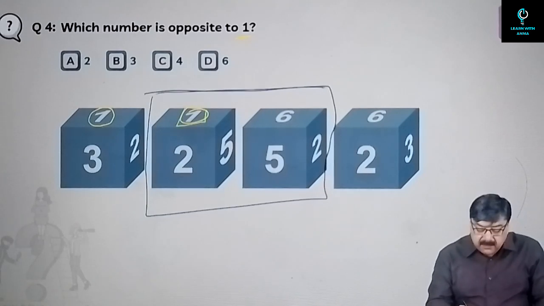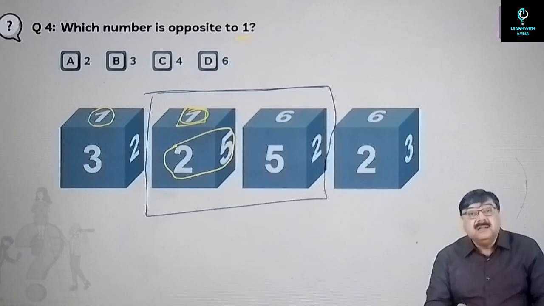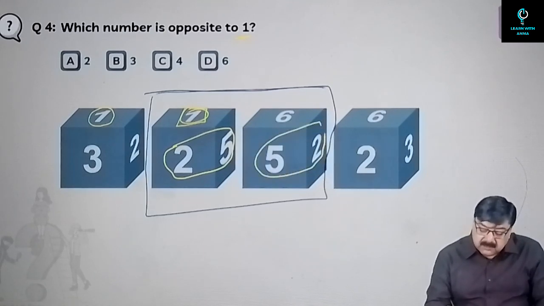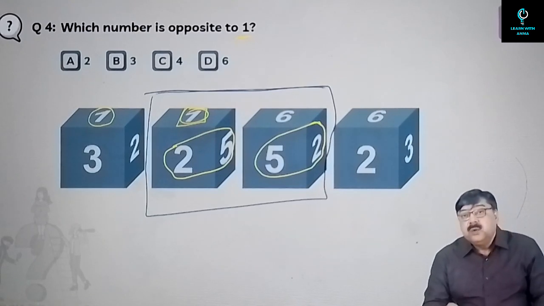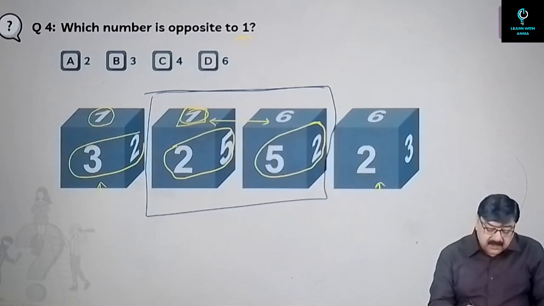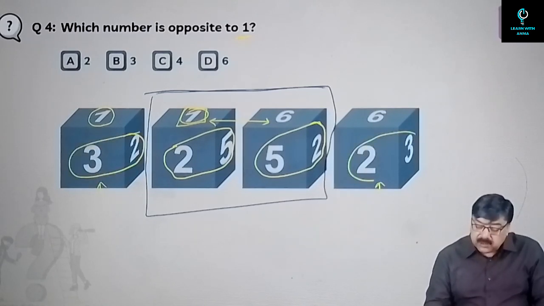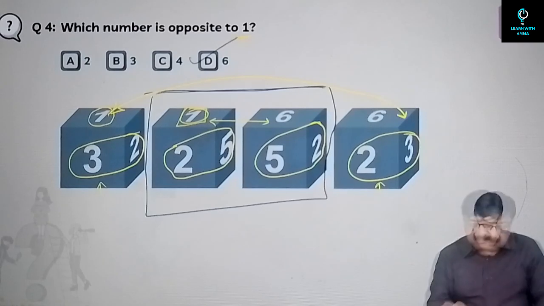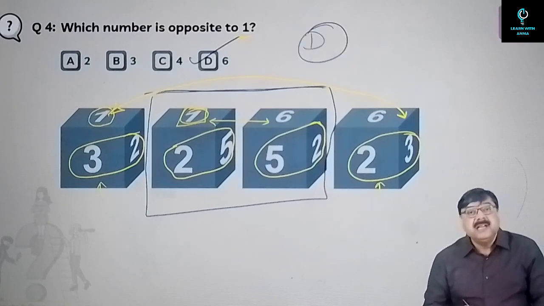Because apart from number 1, the other 2 numbers visible in this diagram are 2 and 5. Now in this diagram also, the other 2 numbers mentioned are 2 and 5. So 2 common, third opposite. So 1 is going to be opposite 6. Now you can also solve this question using the first and the last diagram. The first diagram consists of 3 and 2. The last diagram also consists of 3 and 2. So once again, 1 will be opposite 6, which is given to us in choice D. That becomes the correct answer.